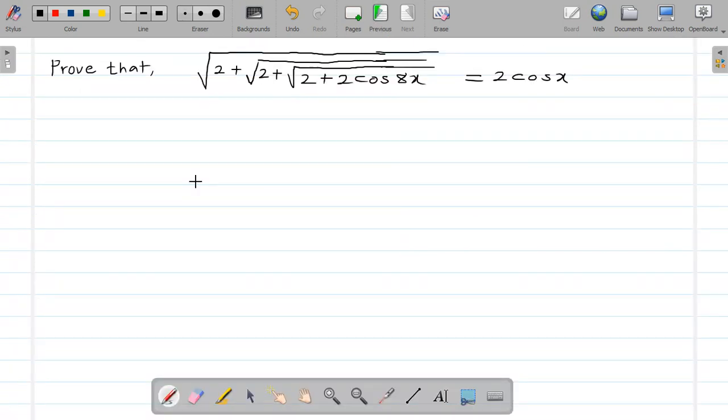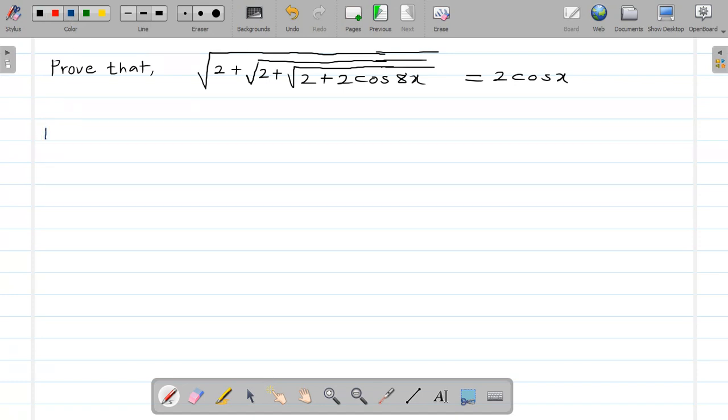Now let us take one example to understand the concept of multiple angle. See the left hand side: we have to prove that under root 2 plus under root 2 plus under root 2 plus 2 cos 8x is equal to 2 times cos x. Now see how you will prove this.